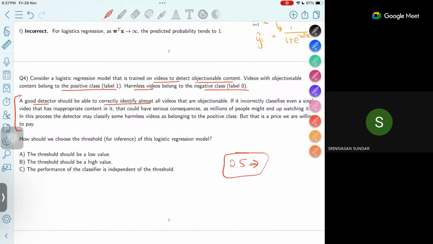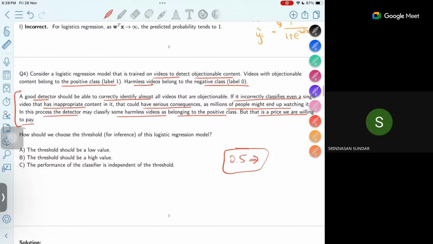Okay, so basically it's saying if it incorrectly classifies even a single video that has some inappropriate content in it, that could have some serious consequences, as millions of people might end up watching the video. In this process, the detector may classify some harmless video as belonging to the positive class. Okay, but that is a price we are willing to pay, right?